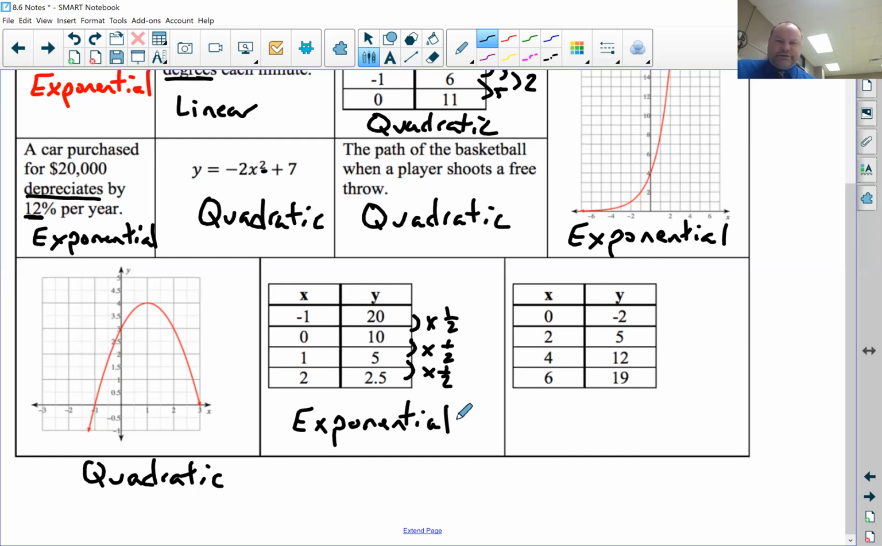Okay. Another way to tell, or another hint that it might be exponential, is if we have all whole numbers and one fraction or decimal. Usually that's exponential. Could be quadratic, but usually not. This one, 5 minus -2 is 7. 12 minus 5 is 7. 19 minus 12 is 7. First differences are the same. Linear.